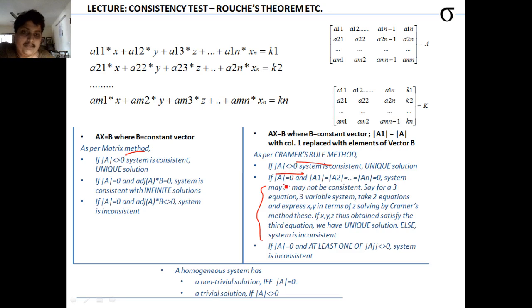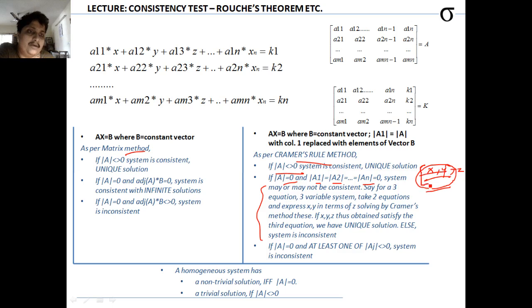But if that is equal to 0 and each of the a1 to an determinants is 0, then the system may or may not be consistent. And whether it's consistent or not, what you would typically do is, if it's a three equation system, you take 2 equations and then calculate. So you have 3 equations here, you'll take 2 of them, and you will express x and y in terms of z.